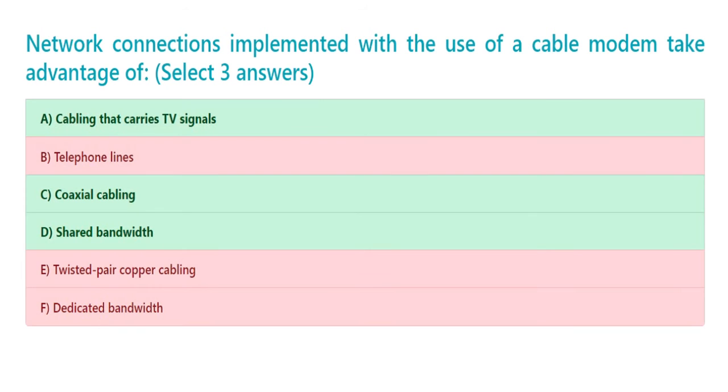The correct answers are A. Cabling that carries TV signals. C. Coaxial cabling. D. Shared bandwidth.